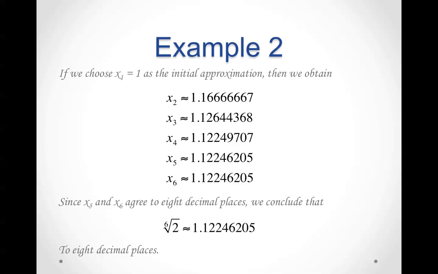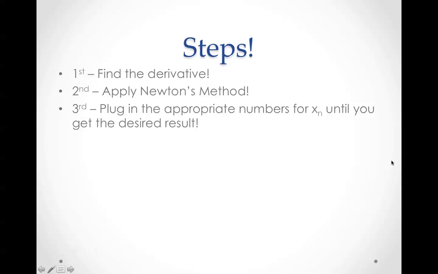We get the following approximations on the next slide. If we choose x sub 1 equals 1 as the initial approximation, then we would obtain the following approximations from x sub 2 to x sub 6. Since x sub 5 and x sub 6 agree to 8 decimals, then we can say the 6th root of 2 is 1.1224625 to 8 decimal places.